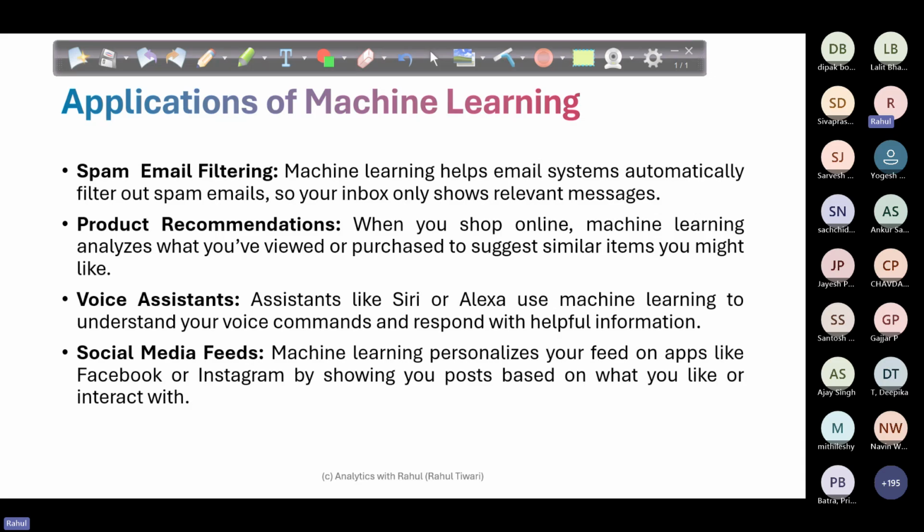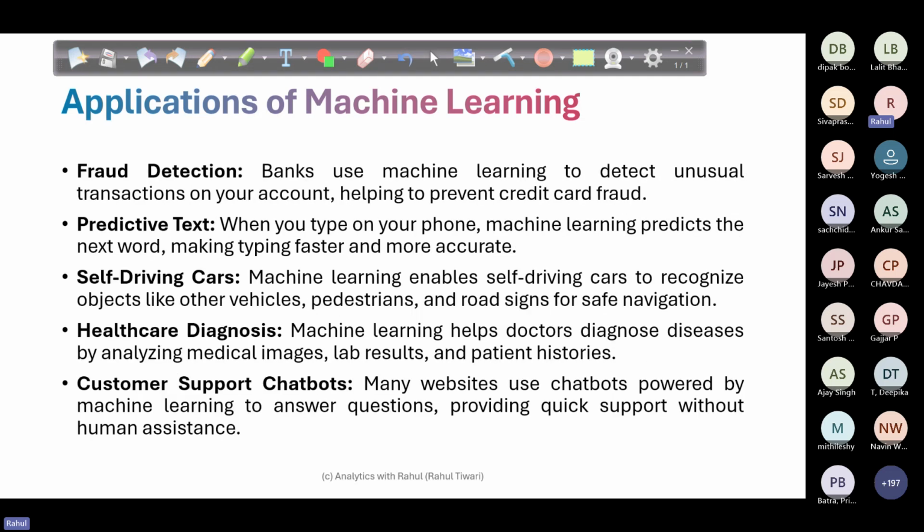Social media feeds. Machine learning personalizes your feed on apps like Facebook or Instagram by showing your posts based on what you like or interact with. Fraud detection. Banks use machine learning to detect unusual transactions on your accounts, helping to prevent credit card frauds. Predictive texts. When you type on your phone, machine learning predicts the next word, making typing faster and more accurate.